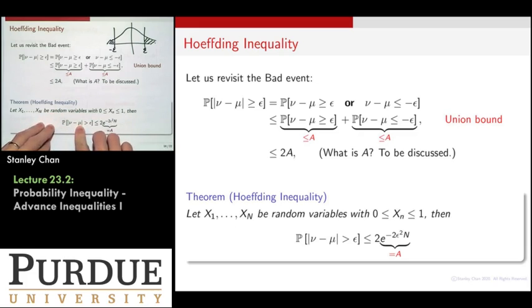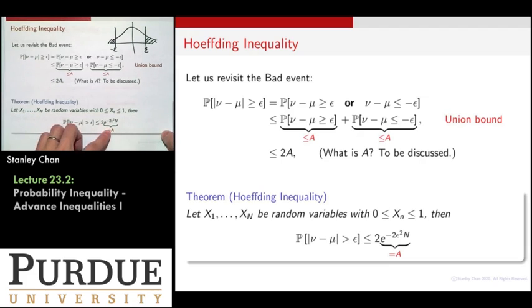Now you can also show that this Hoeffding inequality is really a tight bound for the set of random variables where each random variable lies between 0 and 1. You probably cannot do better than this Hoeffding bound in terms of the rate of convergence.